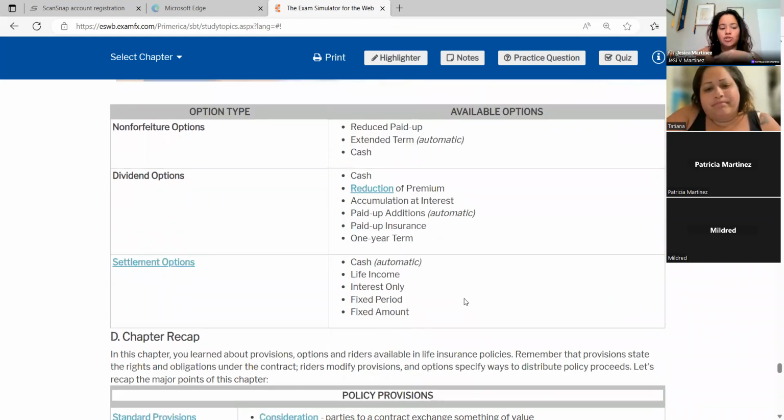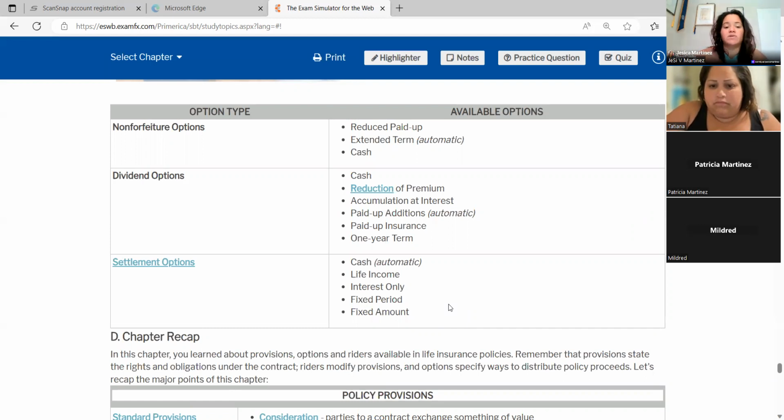Okay, so now we're going to our chapter recap. Let's first recap the option types that we have. We have the non-forfeiture options, and the available options under that one are reduced paid up, extended term, or cash. Extended term is the automatic. Non-forfeiture options, it's basically what you will do with those dividends if they're paying out. So you can say, hey, reduce paid up, meaning pay my premium, so next year I pay less. Extended term is basically extending or increasing your benefits, and then cash, you get a check for them.